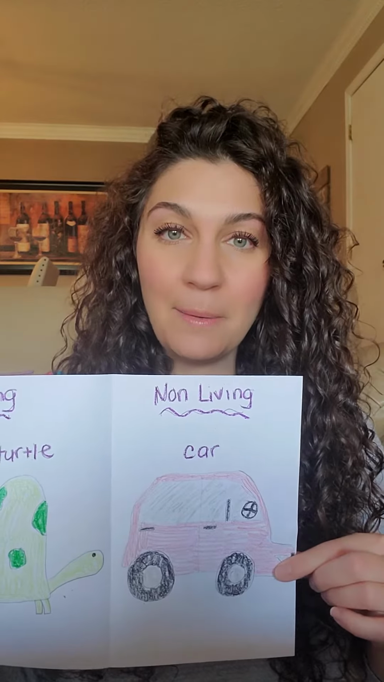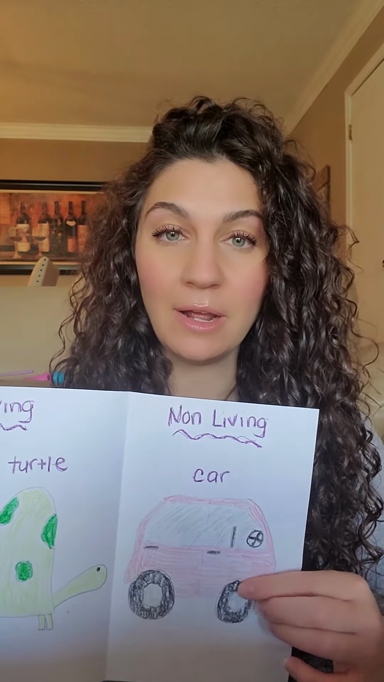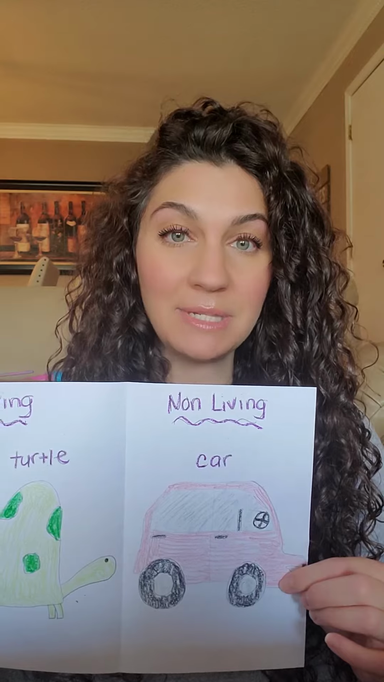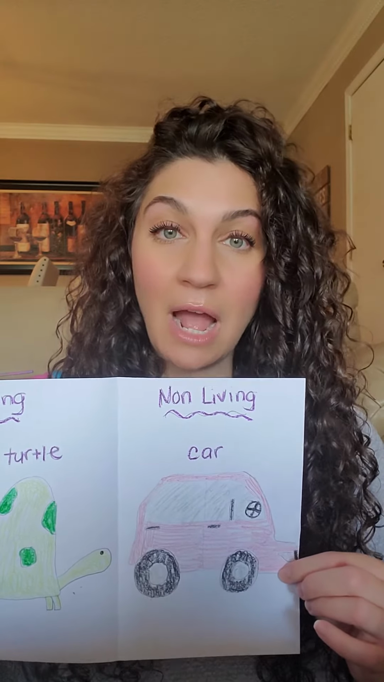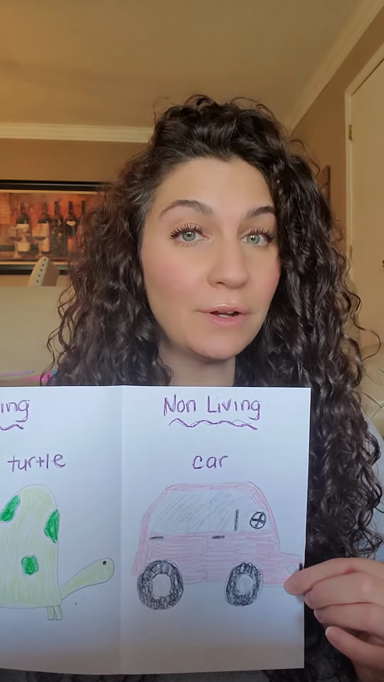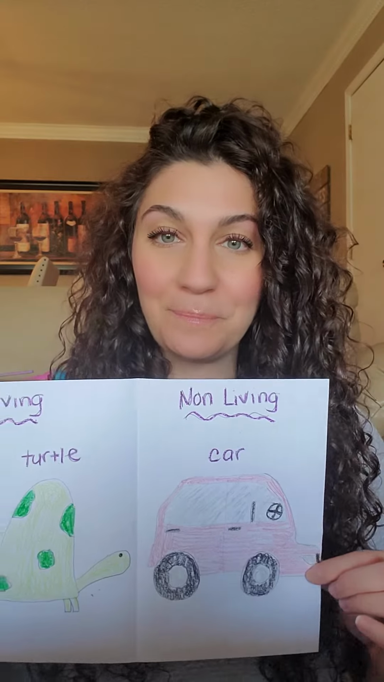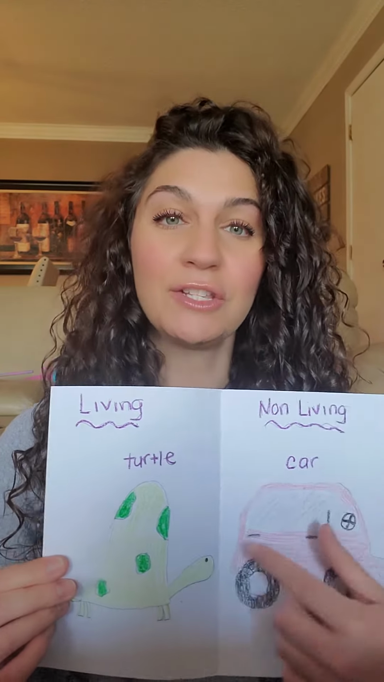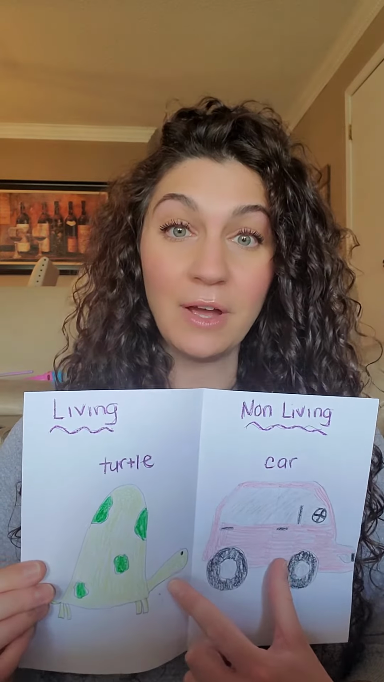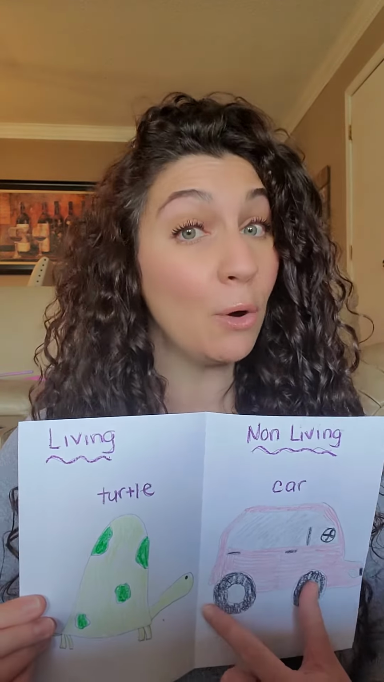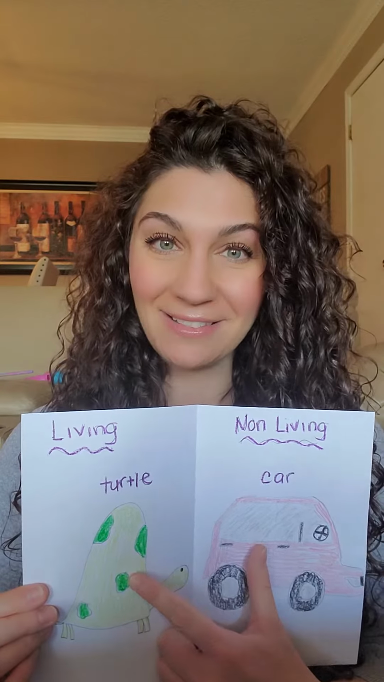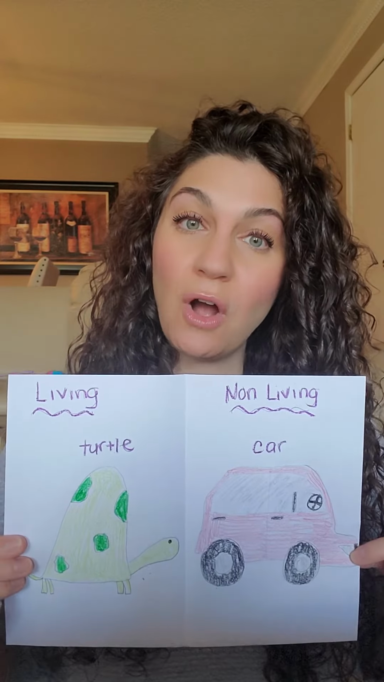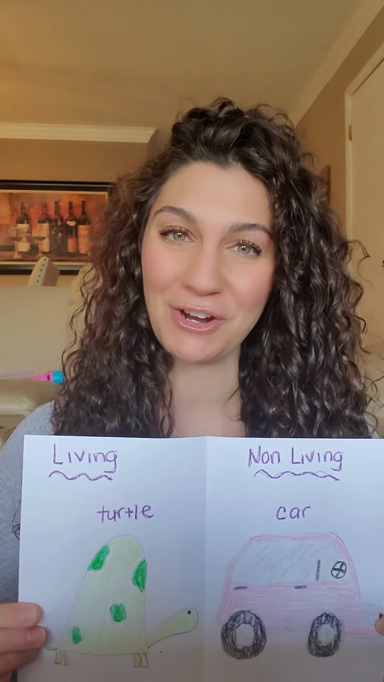And we're going to learn more about non-living things. Non-living things move, but they weren't alive. And some living things move and are alive. So these are two examples of living and non-living. They both move, but one is alive and one is not alive. So go ahead and watch the video, and then you can draw and label your own pictures.